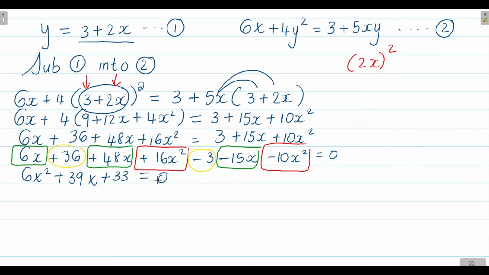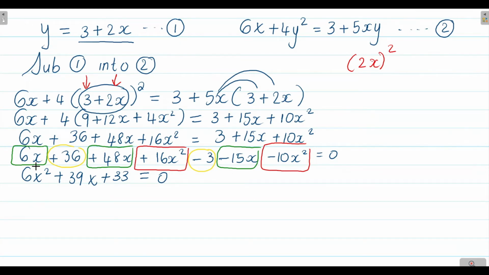Okay, and then from here, guys, we can see that we've got a quadratic equation in the form of ax squared plus bx plus c. And when we've got a quadratic equation in that form, a quick way for us to solve this is by using the quadratic formula. We can simply use the quadratic formula. It'll be easier for us.